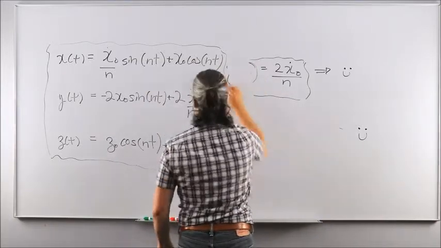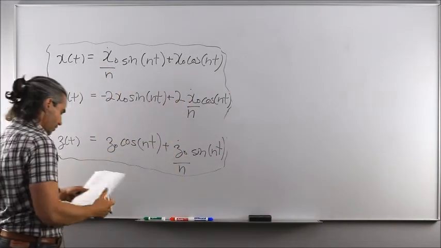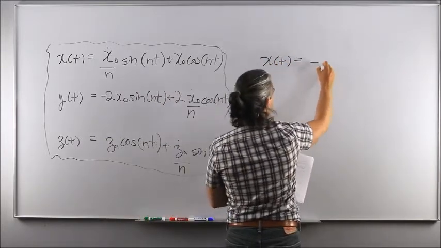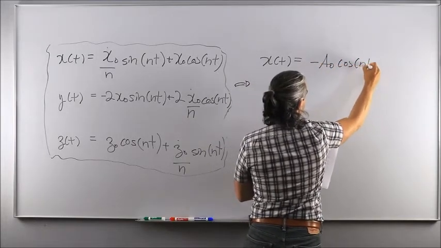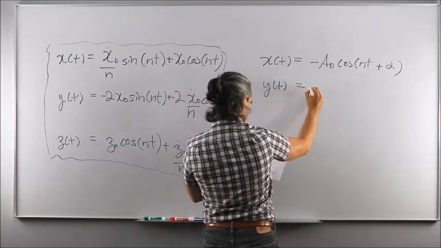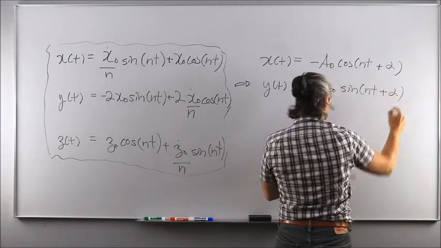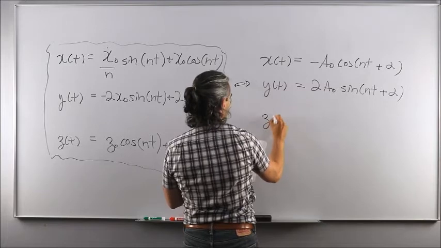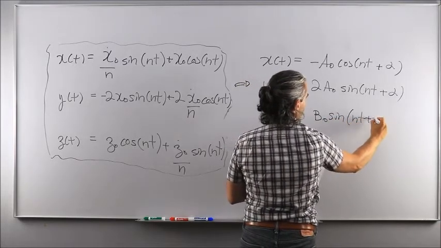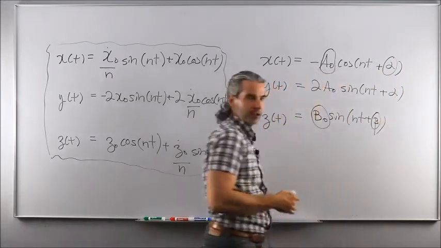To get a better understanding of what this kind of motion looks like in 3D, all we have to do is to reparameterize those equations as follows. So those could be written as x(t) equal to minus A naught cos of nt plus some offset alpha, y(t) equal to 2 A naught sine nt plus alpha, and then z is equal to B naught sine of nt plus beta, where the A naught, B naught, alpha, and beta are just some integration constants, okay?